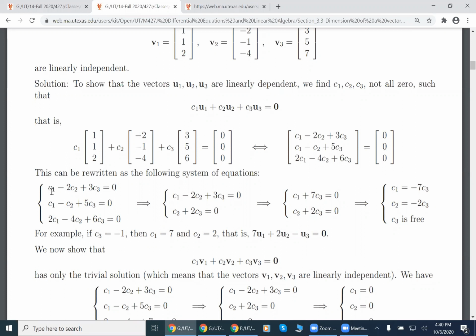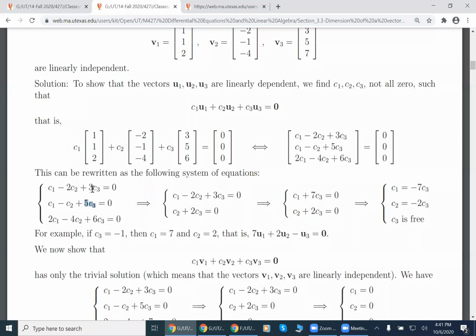One way to solve it: copy equation number 1, then subtract equation number 1 from equation number 2. C1 minus C1, 0, disappears. Negative C2 minus negative 2C2 is C2.